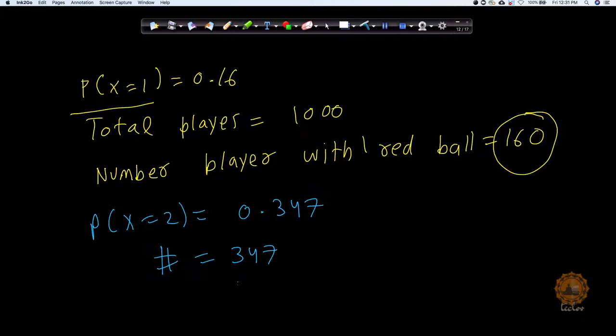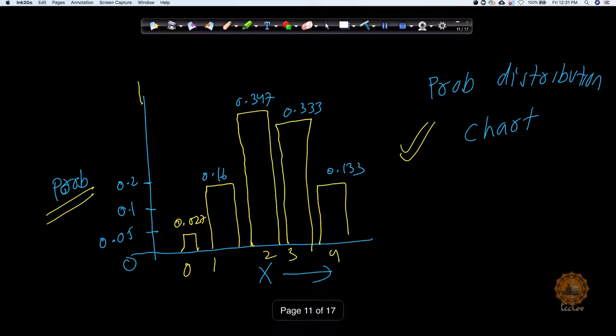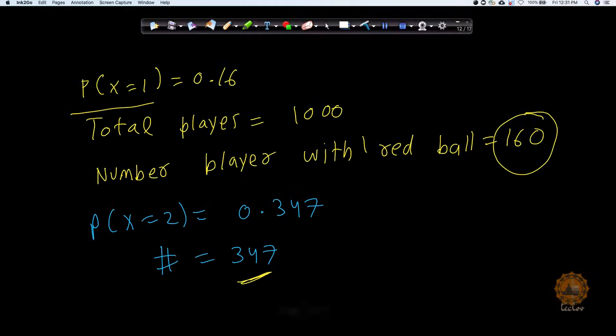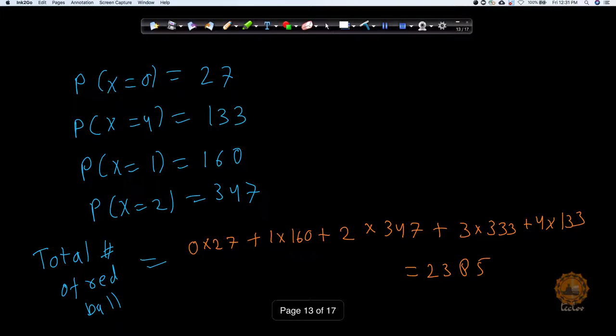Similarly, there will be 347 people, because the probability that x is equal to 2 came out to be 0.347. So that means there will be roughly 347 people who will be getting two red balls. Similarly, we are going to get it for all the remaining values as well. So we can see all these possibilities with us.